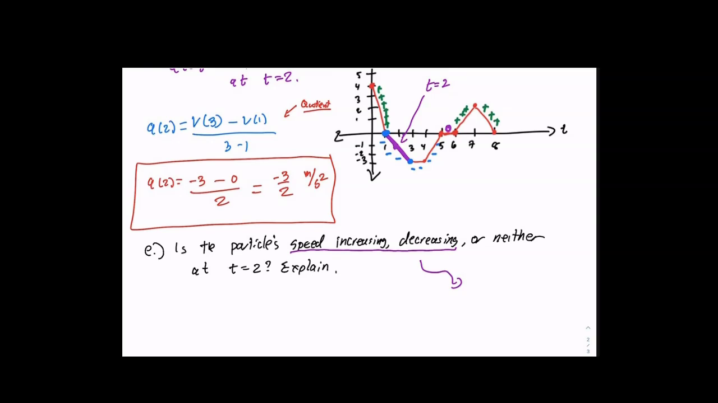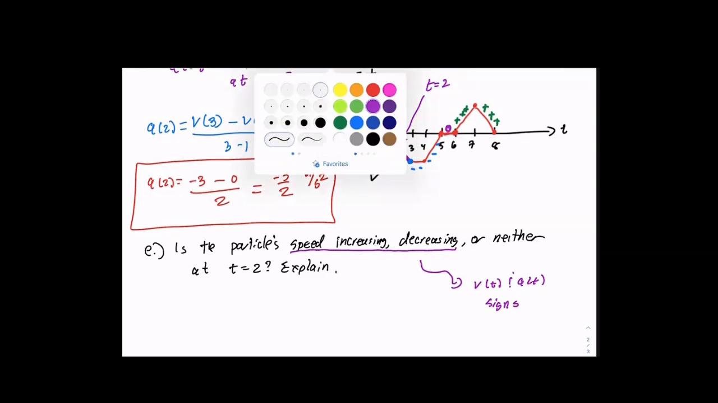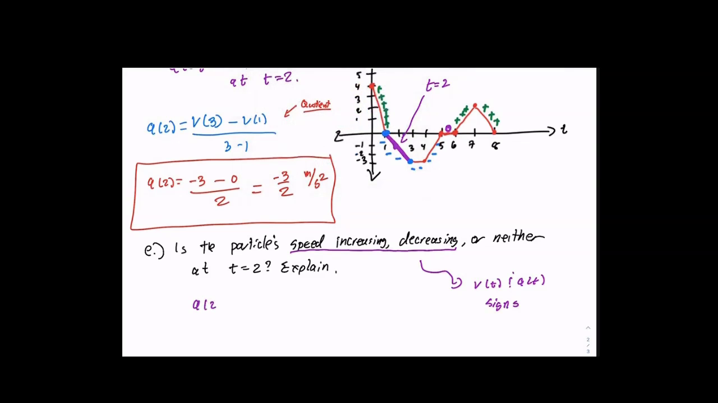Thank you, Ariana. When I see speed increasing, decreasing, I think v of t and a of t. And I'm going to add one more: the signs of v of t and a of t. I don't need to know the actual value. I just need to know the sign. Ooh, we already did part of the work. We now know from our previous problem whether a of 2 is positive or negative.